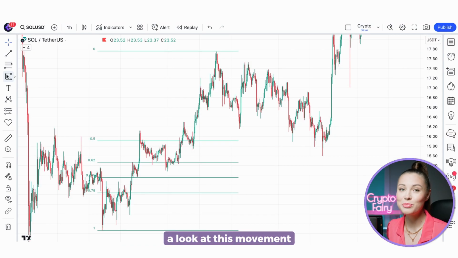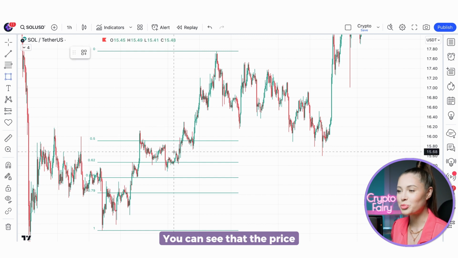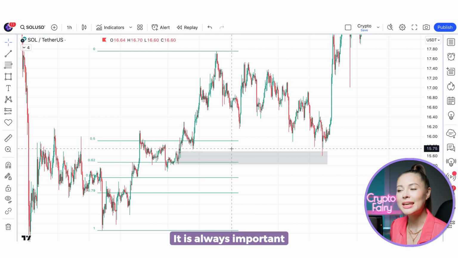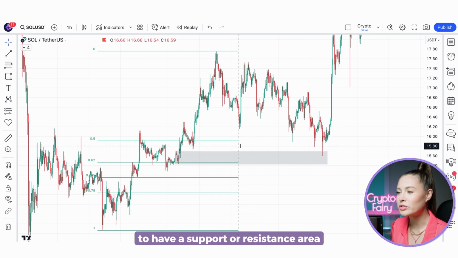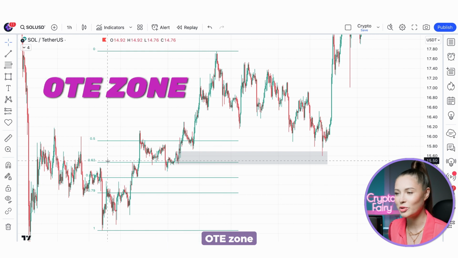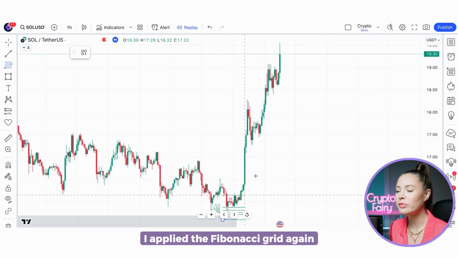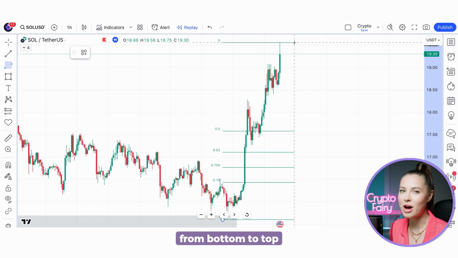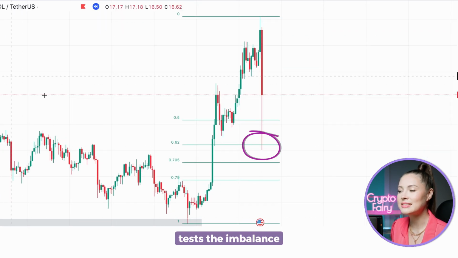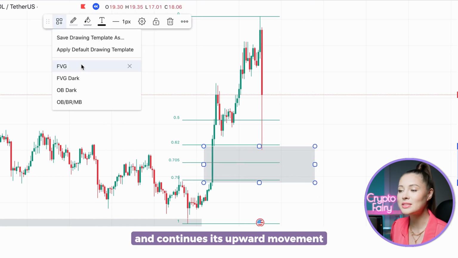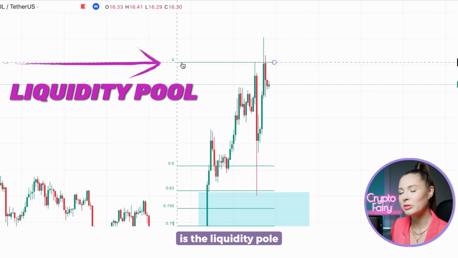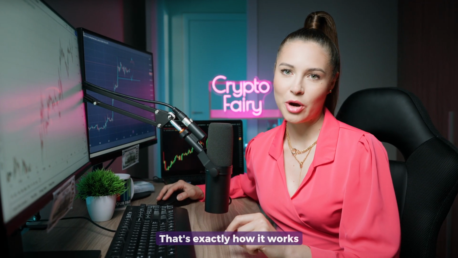Let's take a look at this movement. You can see that the price started its further upward movement after testing the order block. It is always important to have a support or resistance area in the premium, discount, or OTE zone. After that, I apply the Fibonacci grid again from bottom to top. The price touches the OTE zone, tests the imbalance, and continues its upward movement. This high is the liquidity pool. That's exactly how it works.